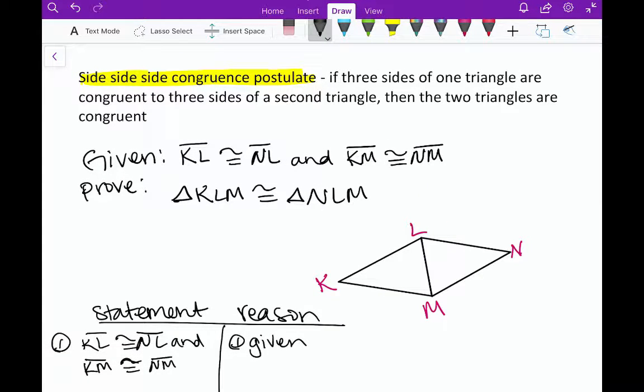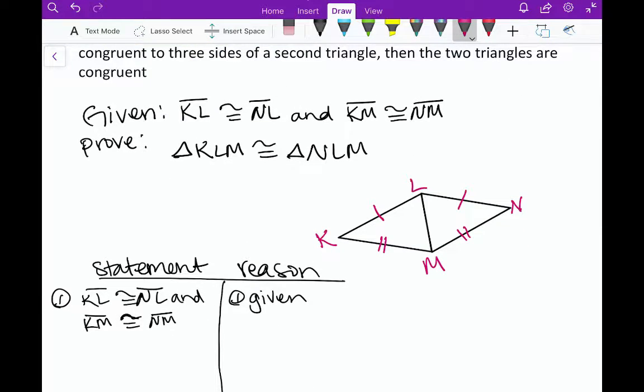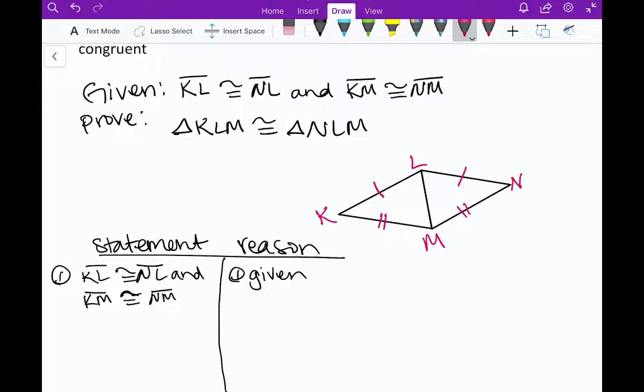So given that KL is congruent to NL, so I'm going to mark this on my diagram here. KL is congruent to NL, and KM is congruent to NM. We need to prove that triangle KLM is congruent to triangle NLM. And if you remember from our last lesson, we talked about corresponding parts and how to write the congruent statement using the corresponding parts. So we need to make sure we pay attention to that.